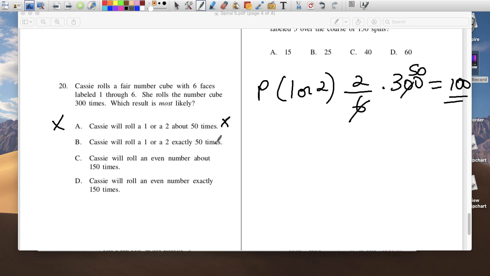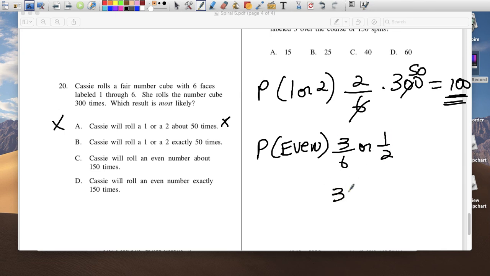This said 50, so it's wrong. Casey will roll a 1 or 2 exactly 50 times. That's also wrong because we just said that should be 100 times, not 50. Casey will roll an even number about 150 times. Well, what's the probability of landing on even? 3/6, right? Or half. And if you were to do this 300 times, it'd be a half times 300, which is 150. That makes sense. Let's just look at the last one. Casey will roll an even number exactly 150 times.